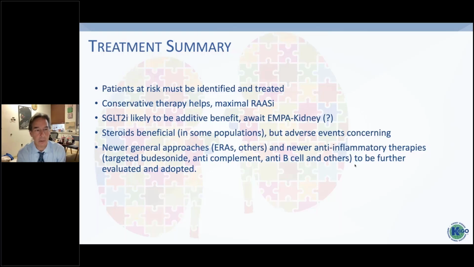We also now believe that steroids are of benefit in reducing outcomes, particularly in some populations, but the adverse events remain quite concerning and they need to be discussed with our patients. But these newer general therapies that are coming along, such as endothelin receptor antagonists and others, newer anti-inflammatory therapies, such as targeted corticosteroids, anti-complement, anti-B cell therapies, and others, need to be fully evaluated and hopefully, if successful, can be adopted.